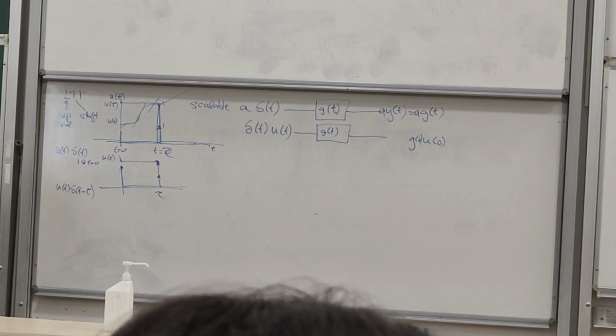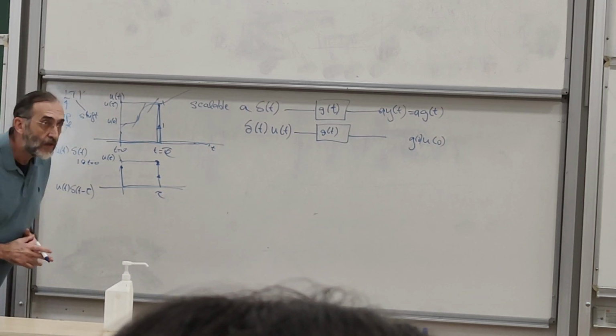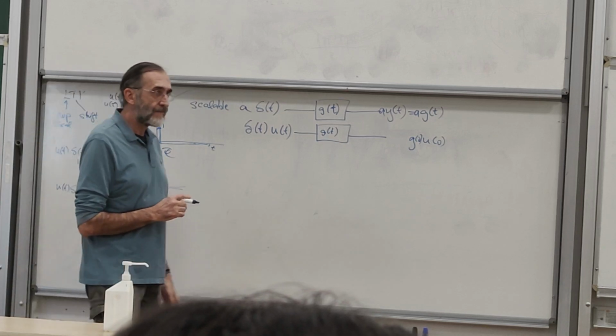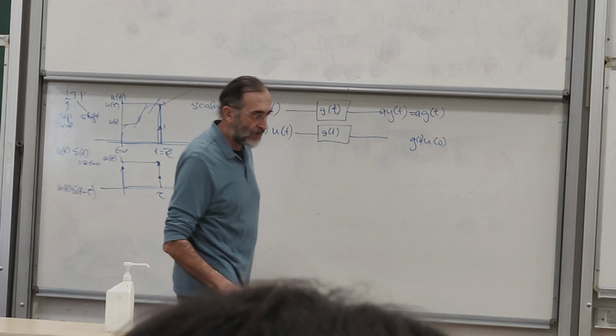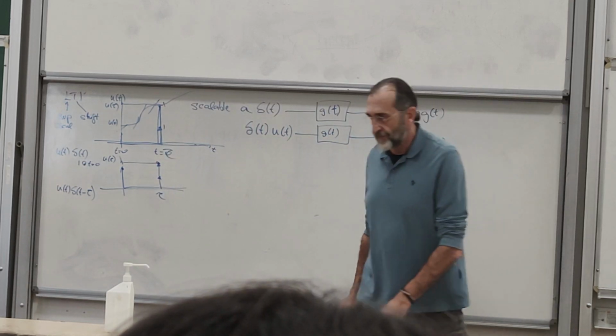Who didn't understand this? I just have a question. The first one: how does getting delta into the g of t make the output g of t? Shouldn't it be delta of t? Okay. Let's repeat this.